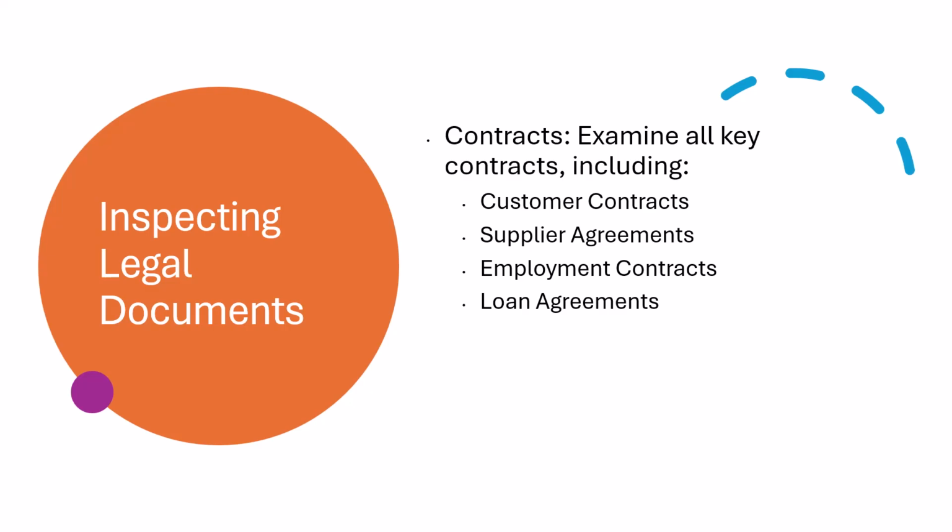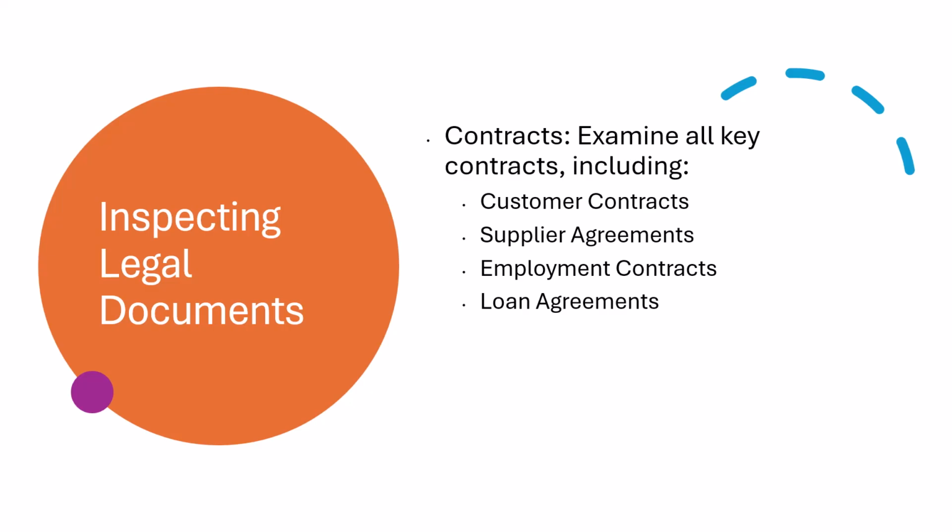Okay, so why are we doing this? Well, with customer contracts, you want to understand, do long-term contracts bind the business's key customers, or are they free to leave any time? Contracts with major customers provide stability and reduce risk. Supplier agreements. You want to review agreements with suppliers to ensure favorable terms. If the business relies on a single supplier, assess the risk of losing that relationship.